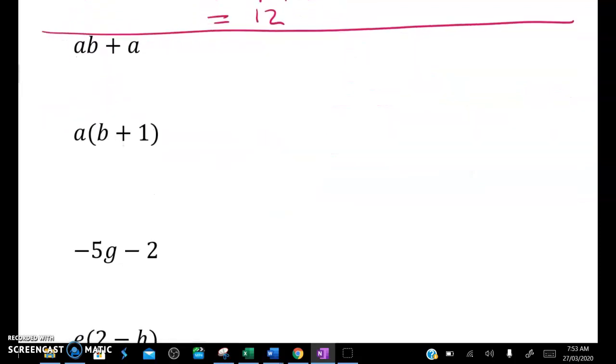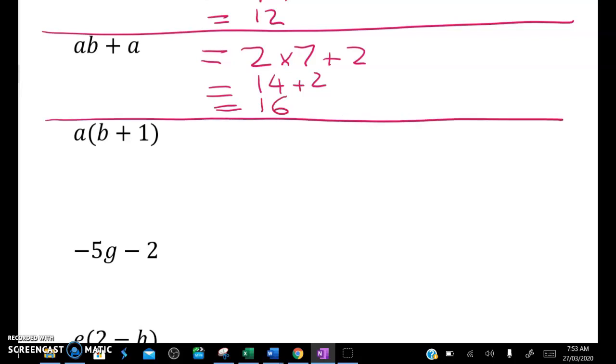Right, here are the next few. Pause the video and try these ones. So AB plus A. A is 2 and B is 7. So 2 times 7 plus 2 equals 14 plus 2, which gives me 16. In this next one, I've got some brackets. So I have to remember that that means A times B plus 1.